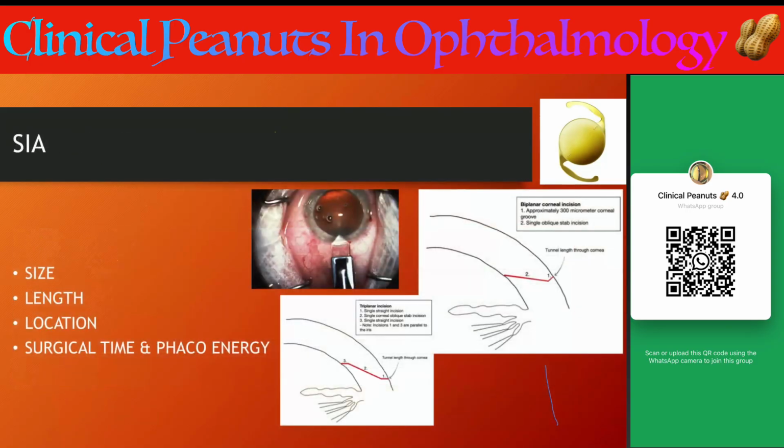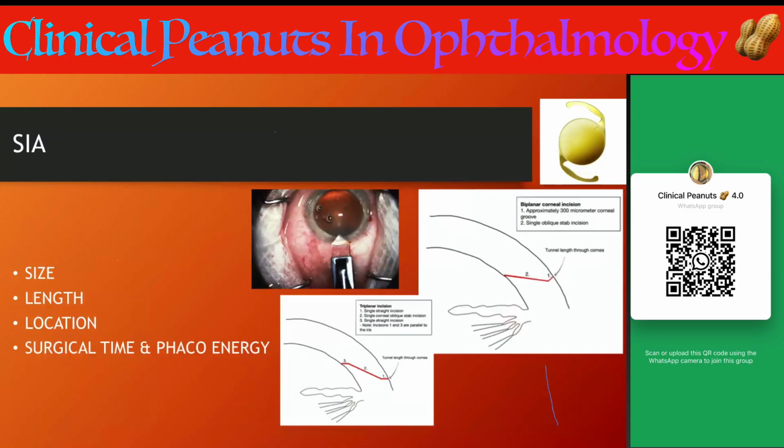Now, SIA, or surgically induced astigmatism, is an important consideration, wherein you need to justify what astigmatism can be produced by your incision over the cornea. This depends upon the size of the incision. The length of the incision is also one determinant. Where you are giving the incision matters: temporal corneal incisions are generally less astigmatic compared to superior ones, because the superior is nearer to the center of the cornea. And surgical time and phaco energy are also important.